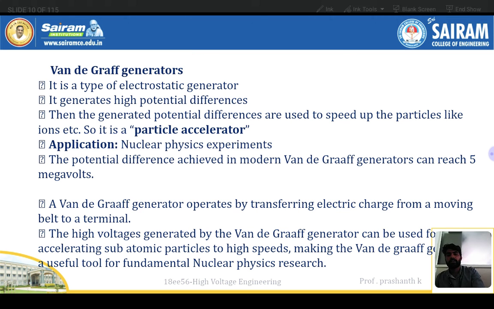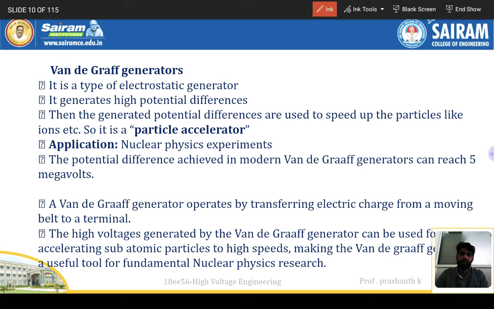So next is the Van de Graaff generator. It's an electrostatic type generator that generates high potential difference. We are just injecting some positive particles, I mean positive ions or positive charges. So what happens? It will carry to the surrounding, I mean, like a particular sphere it will spread overall. So it's a type of electrostatic generator. It generates high potential difference, in the sense, definitely high voltage.